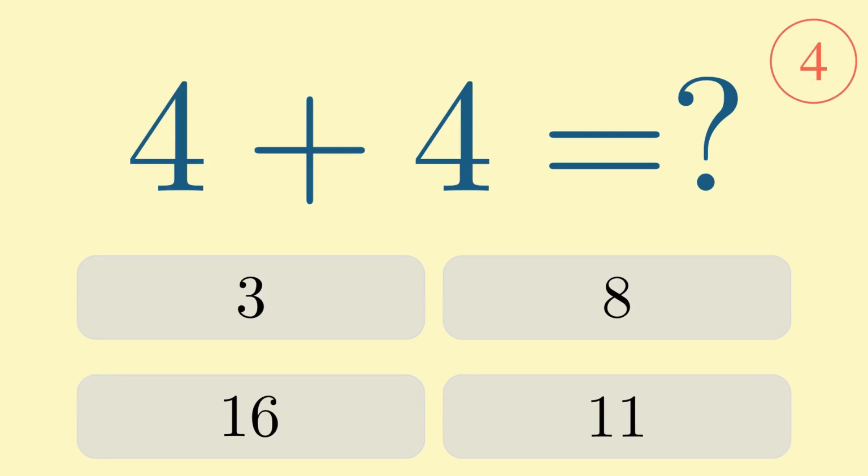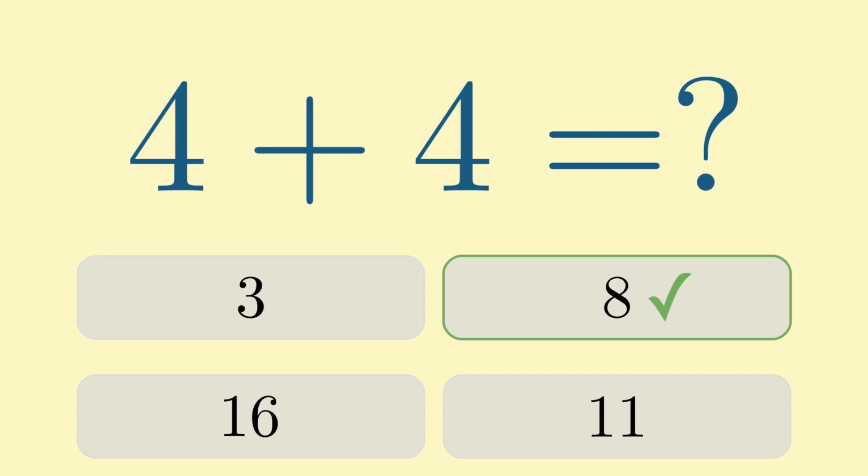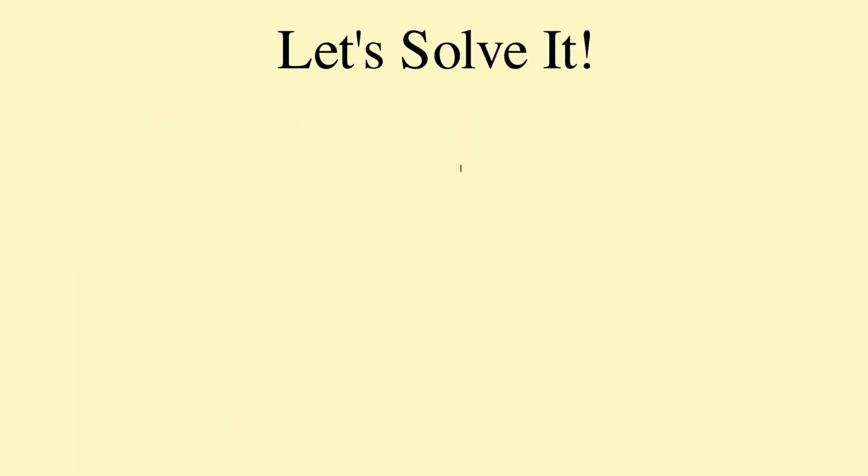5, 4, 3, 2, 1. Time's up. The correct answer is 8. Now, let's see how we got this answer. When adding 4 and 4, we align them in column format. 4 plus 4 equals 8.